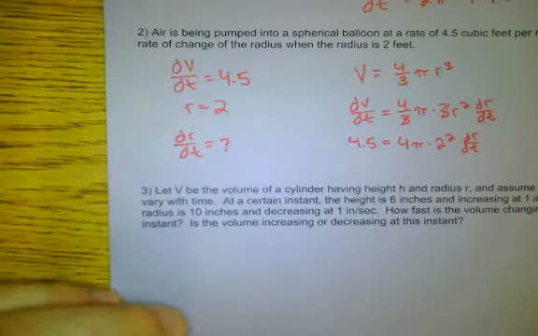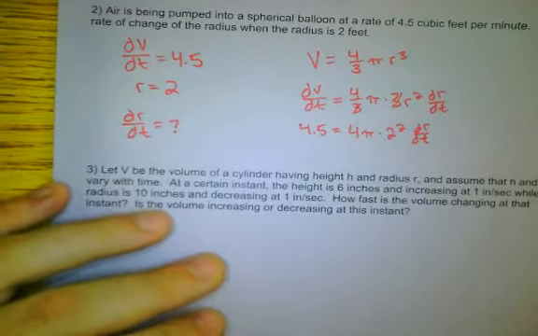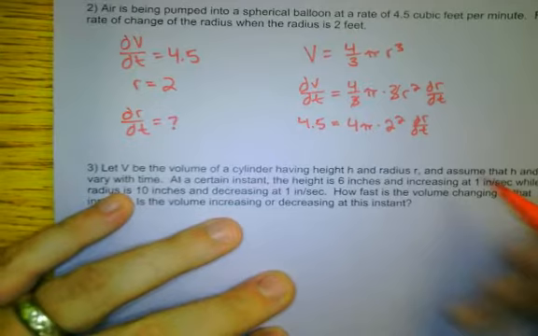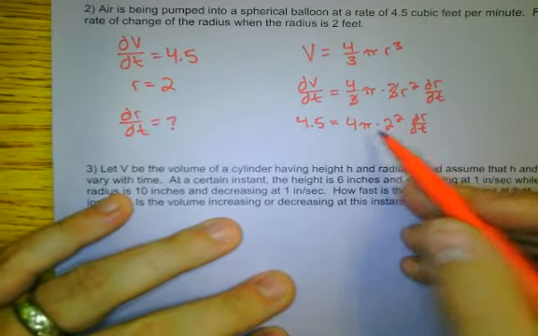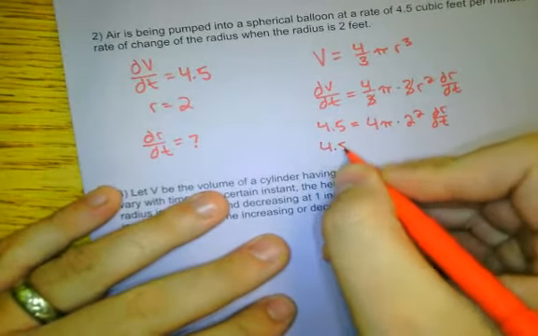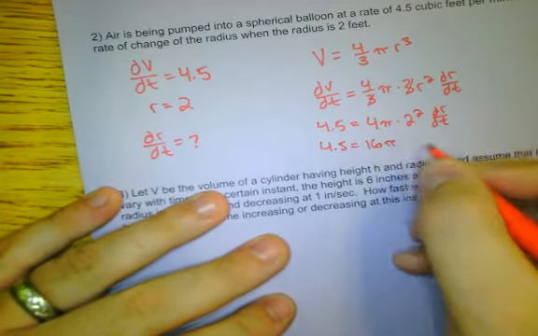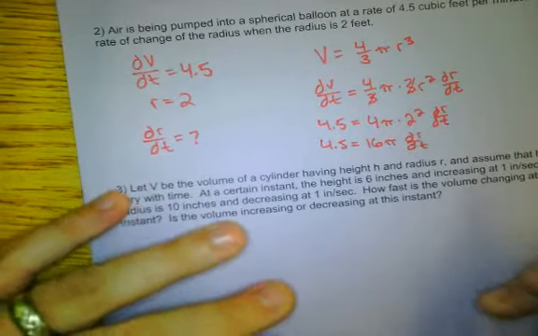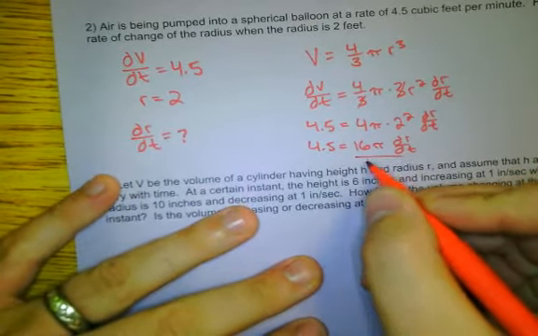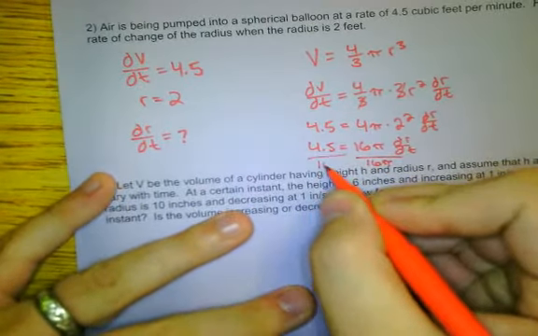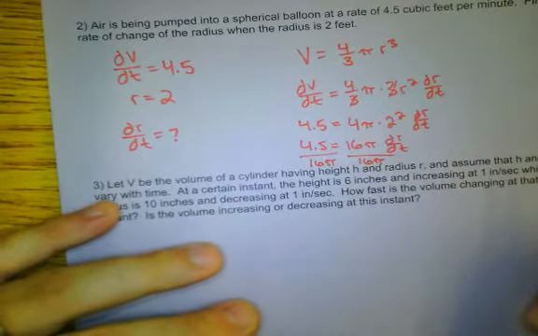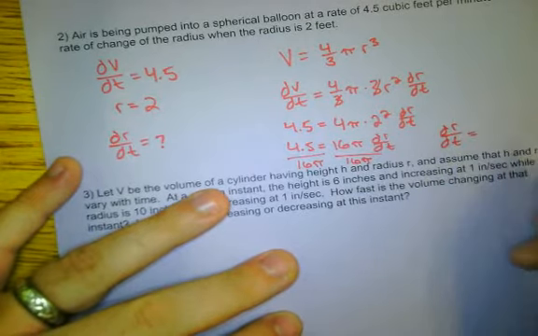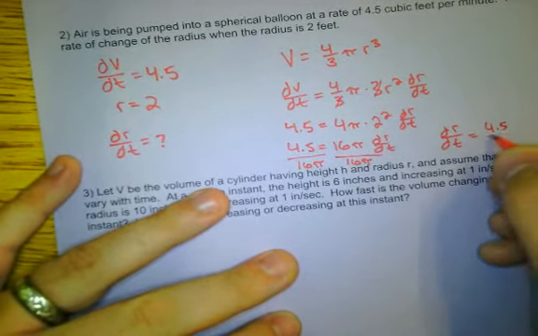Let's solve for dr/dt. So, let's do Algebra 1 math at this point. What's 2 squared? 4. Times 4? So 4.5 equals 16 pi dr/dt. And then what do I do to get dr/dt by itself? So it's going to give us dr/dt equals, and that's good enough.